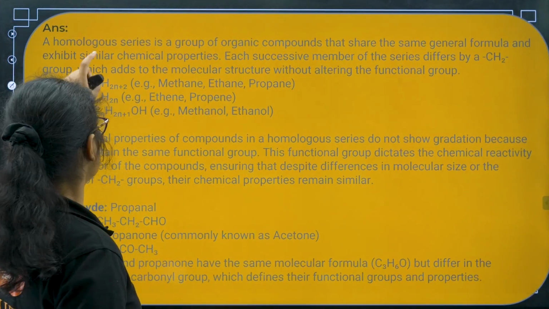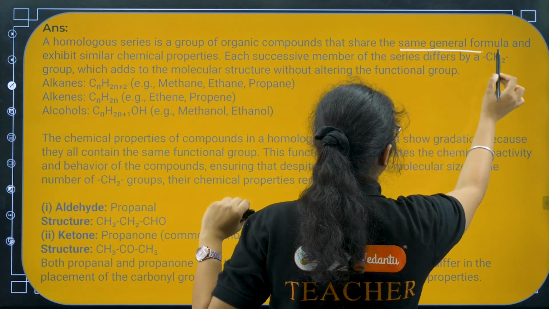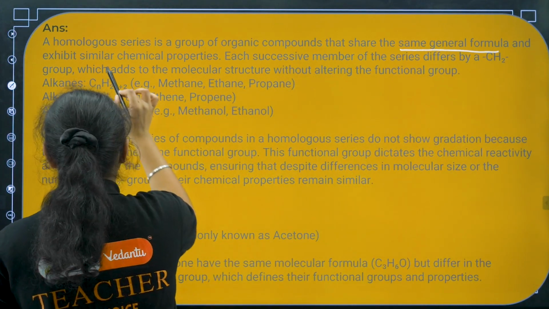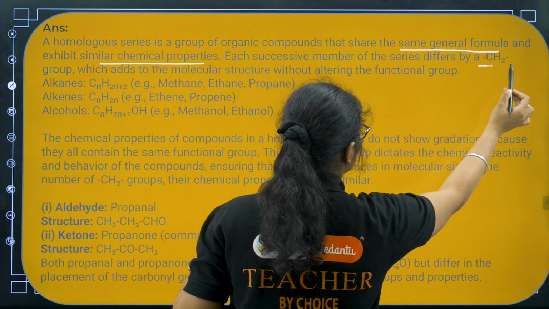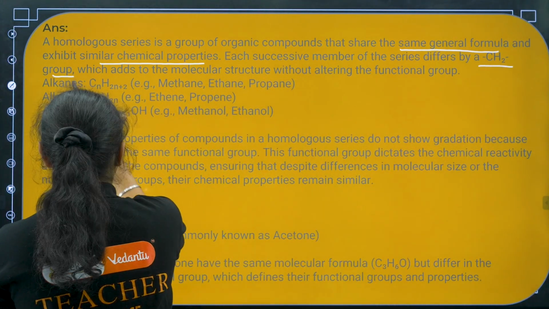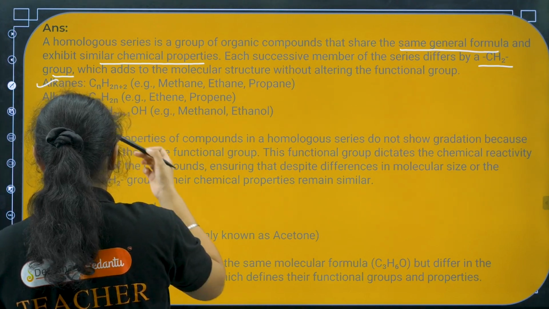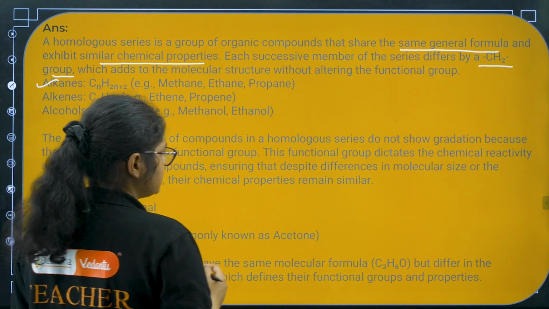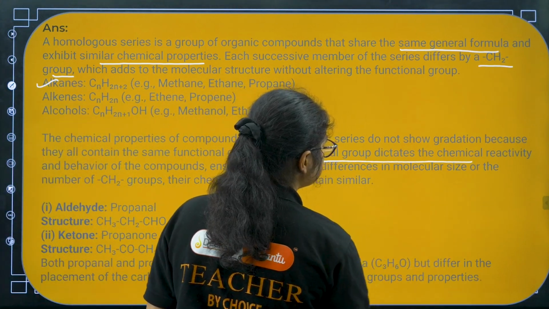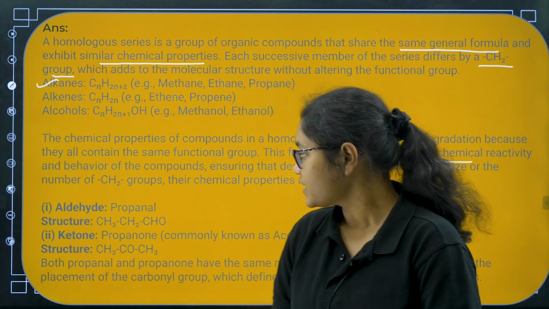So as I've already told you, homologous series is a group of organic compounds that share the same general formula and exhibit similar chemical properties. Each successive member of a series differs by a CH2 group. Okay, so you can see alkanes have CnH2n+2, and alkenes, alcohols, you can give any one example. Now why do they have similar properties? Because their functional group is the same, right? That is why they have similar chemical properties.